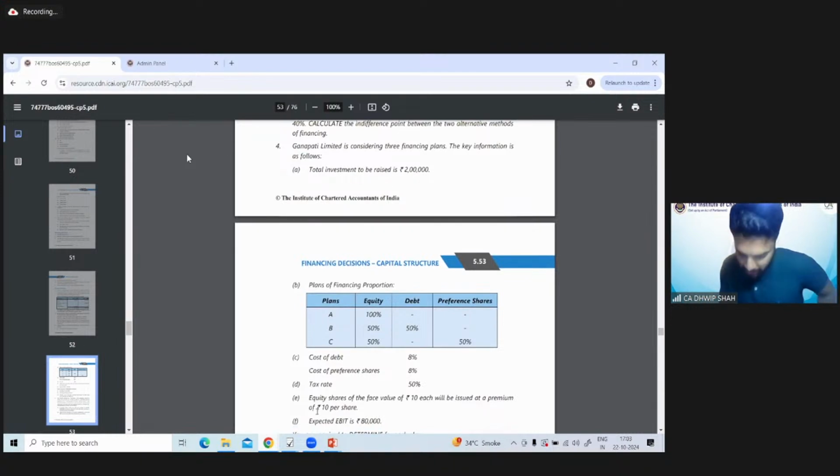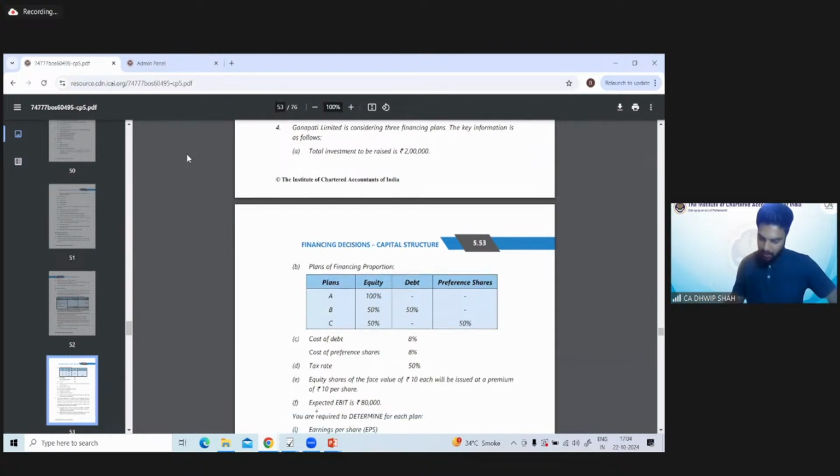Ganpati Limited is considering 3 financing plans. The key information is as follows. Total investment to be raised 2 lakh. Plan A is 100% equity, means 2 lakh सारा equity से. Plan B 50 equity 50 debt. Plan C 50 equity 50 preference. Cost of debt 8%, cost of preference 8%, tax rate 50%. Equity shares of the face value 10 will be issued at a premium of 10 per share. Means issue price here is not 10, it is 20. 10 of face value and 10 of premium.